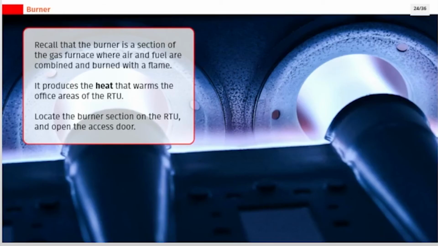Recall that the burner is a section of the gas furnace where air and fuel are combined and burned with a flame. It produces the heat that warms the office areas of the RTU. Locate the burner section on the RTU, and open the access door.